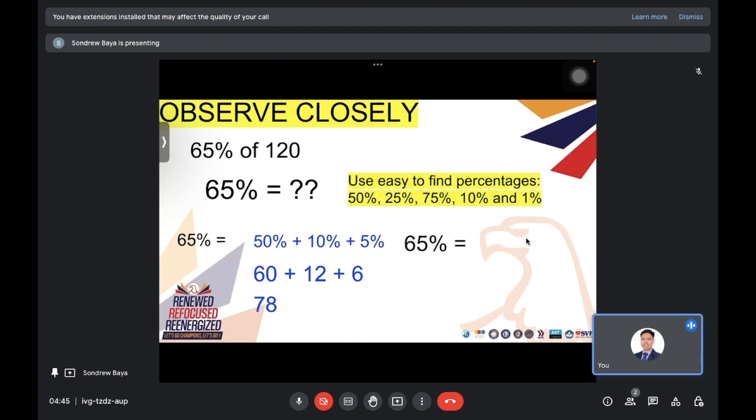Or it could be 75 minus 10. So 75% is dividing this by 4 and then multiplying by 3. Because 75% is 3/4. So divide by 4 first. 120 divided by 4 is 30. Then multiply by 3, that's 90. Alright? And 10% we got already a while ago that it's 12. Therefore, this will just be 90 minus 12. And 90 minus 12 is 78. See, the answers will just be the same.